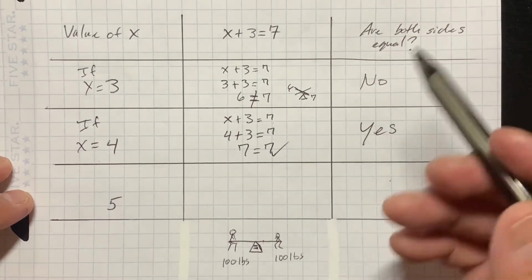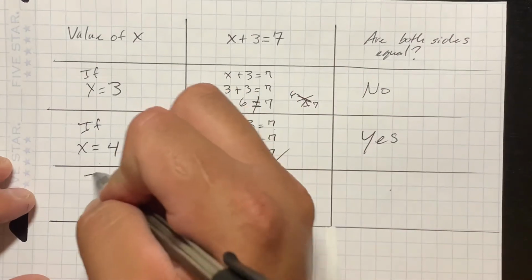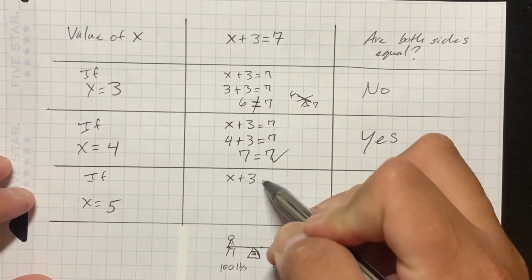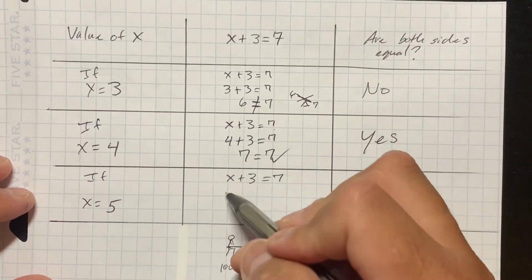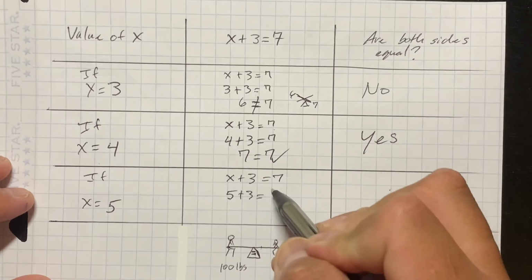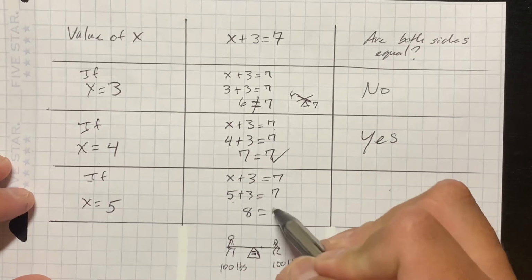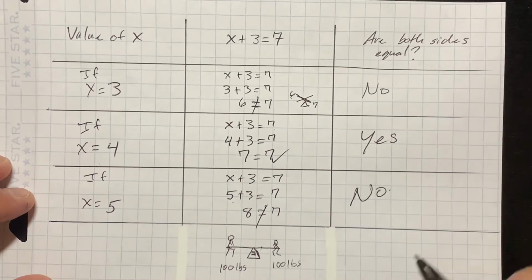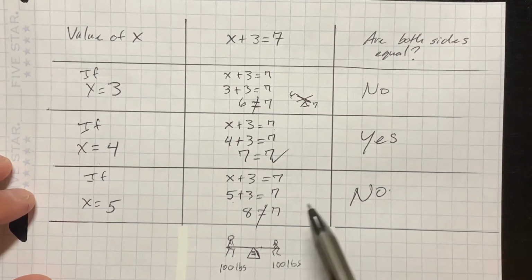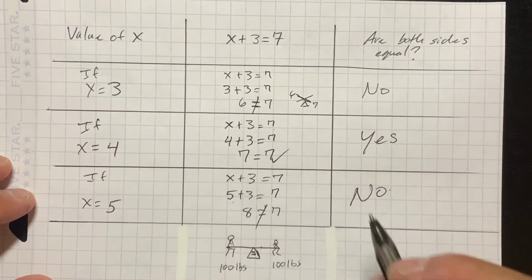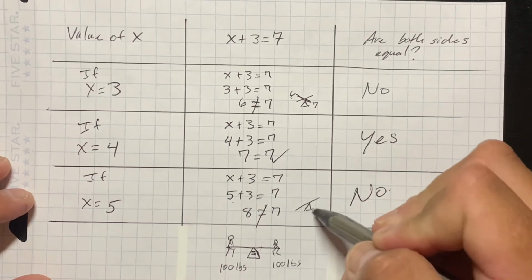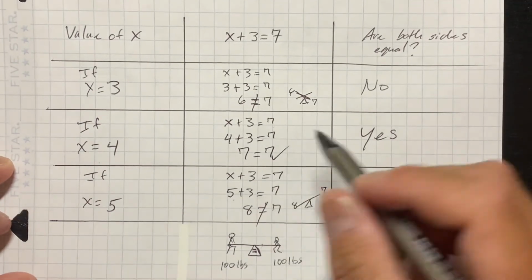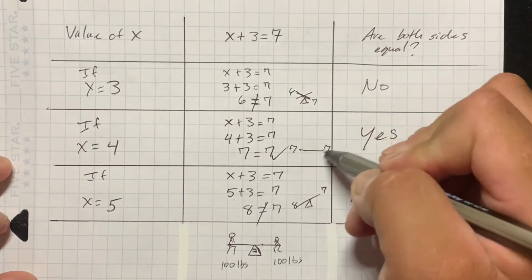Okay, there you go. And for the last one, if x equals 5, and we have the equation x plus 3 equals 7, we substitute 5 for x. 5 plus 3 equals 8, and 8 is not equivalent to 7, so are both sides equal? No. So 5 would not be a solution to make that equation true. Okay, so that teeter-totter will look like this because 8 is heavier than 7. All right, so we want to keep them perfectly balanced.